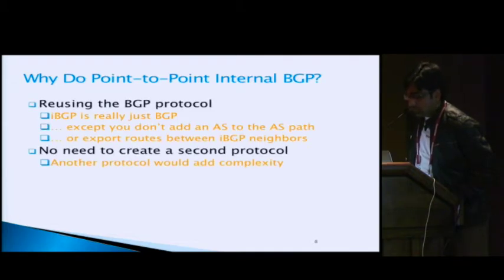So why do we need the point-to-point connection inside iBGP? Because, as I said, the loop prevention mechanism in BGP is such that internal iBGP doesn't carry the AS path. That's why you need full mesh connectivity between all your internal peers.